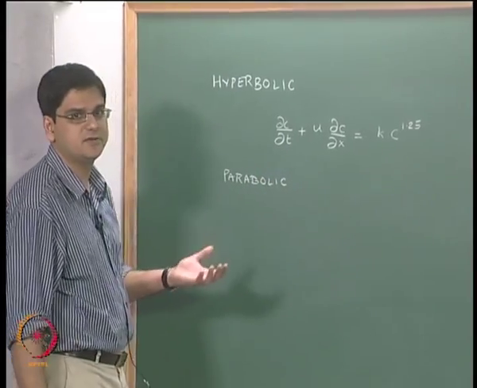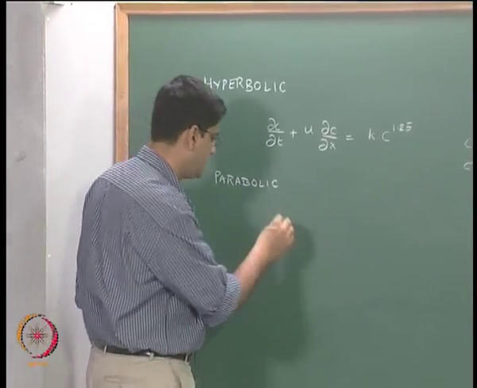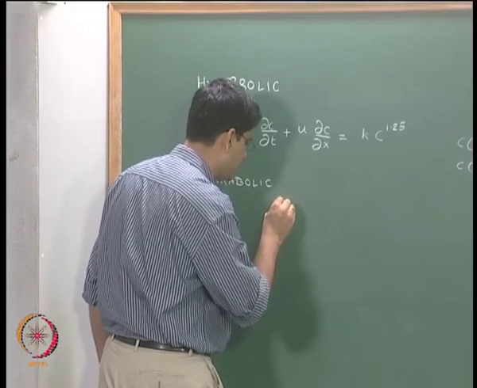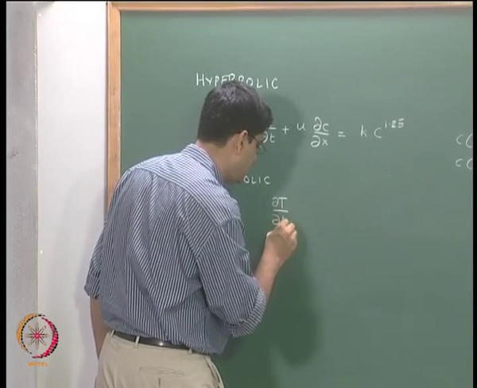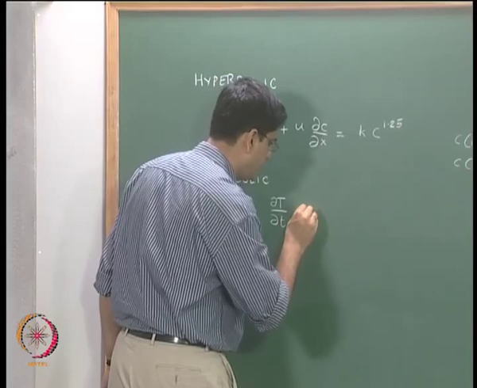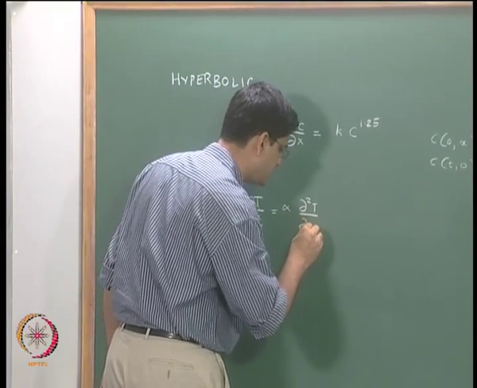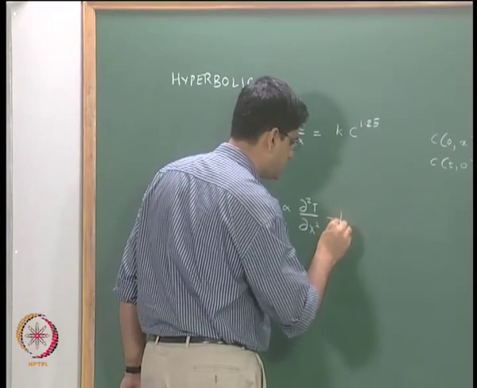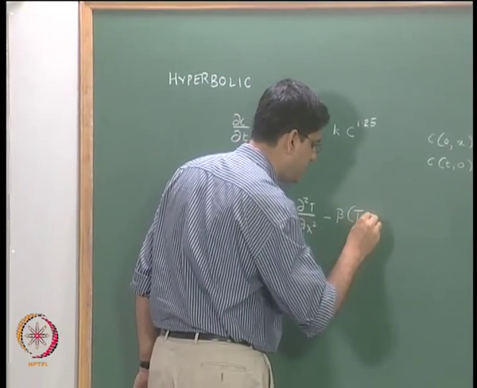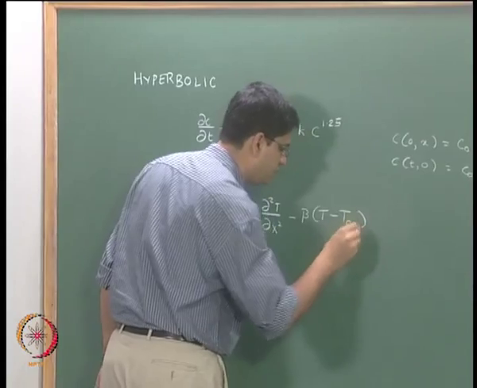This will be the transient heat transfer through a rod example, and there we have partial T by partial t equal to alpha partial square T by partial x squared minus beta (T minus T infinity).